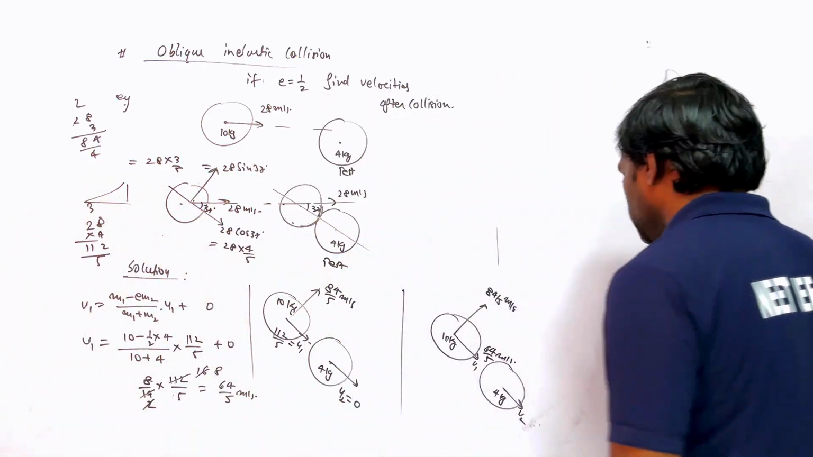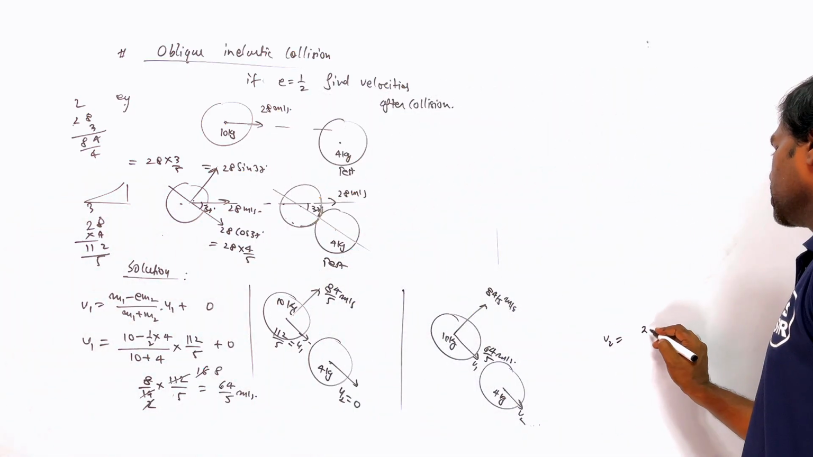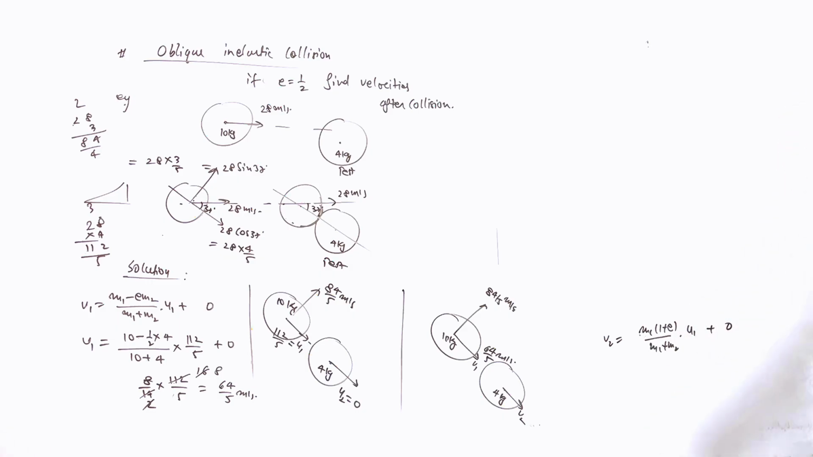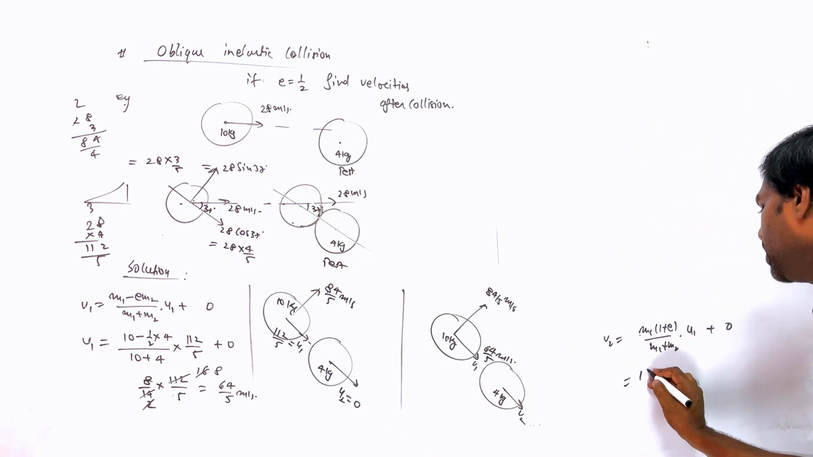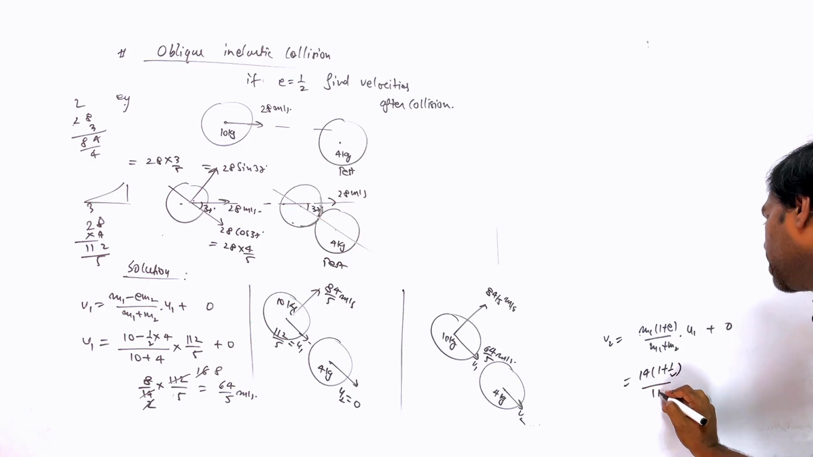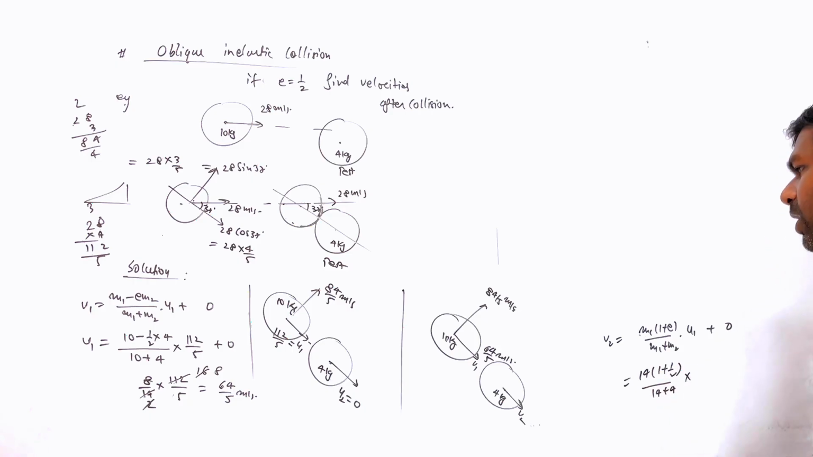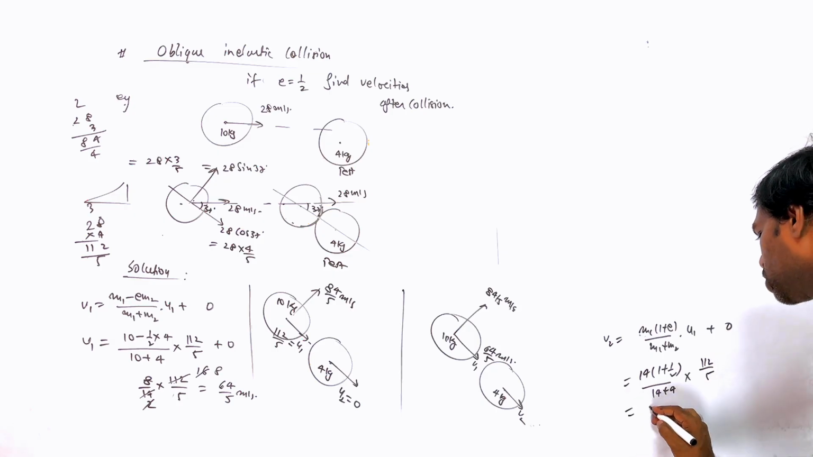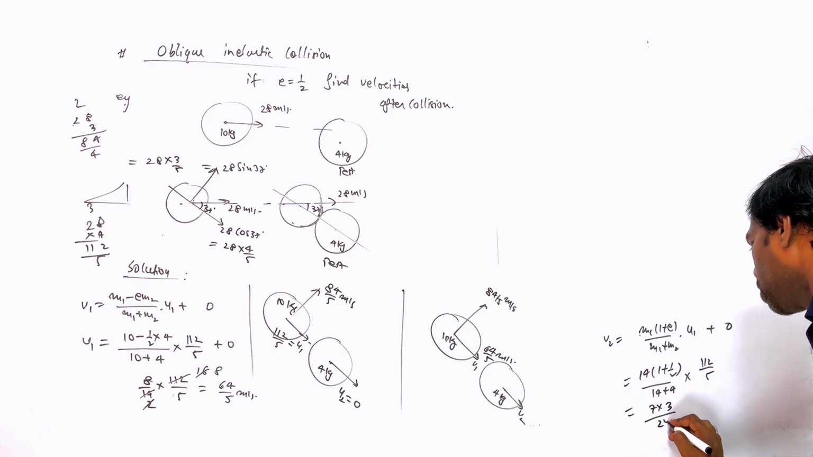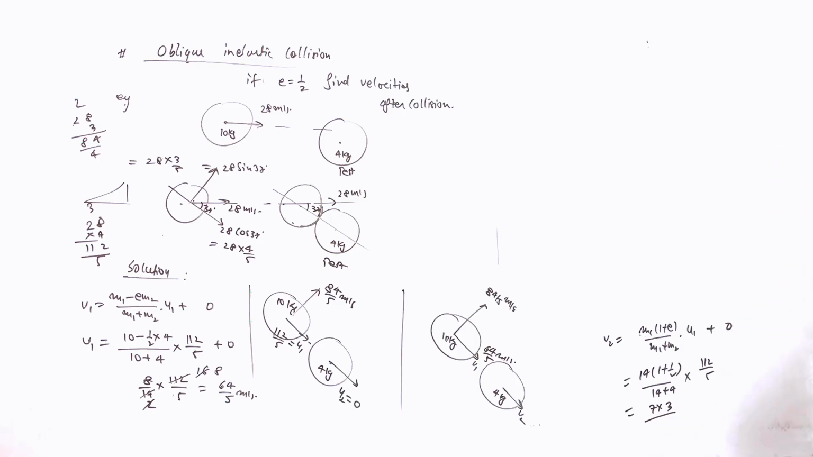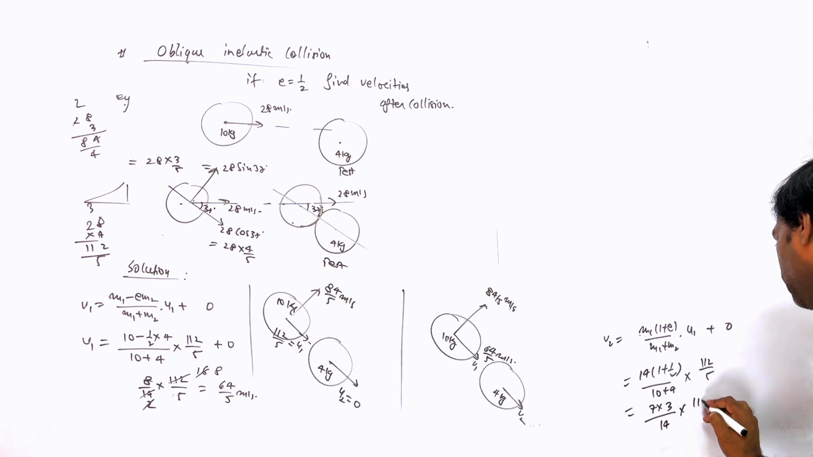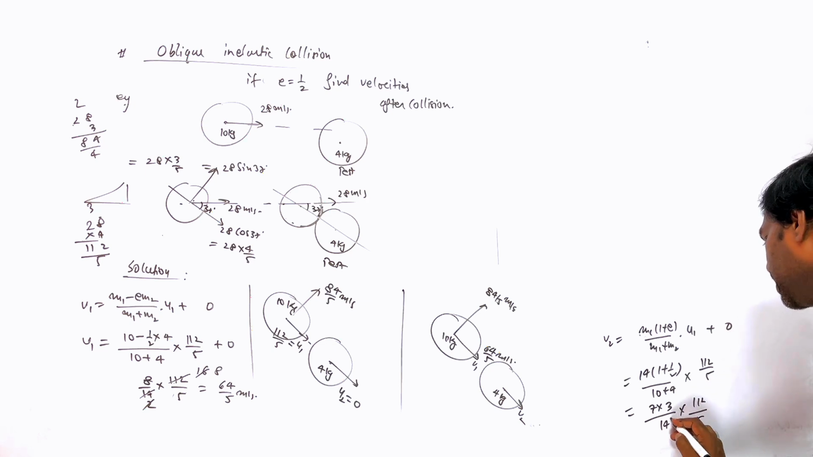And what about the velocity v2? The v2 formula is m1 (1 plus e) upon (m1 plus m2) into u1 plus 0. Why? Because u2 is 0. So m1 is 10, 1 plus 1 by 2, upon 10 plus 4, into u1. This is the u1, 112 upon 5. So this is 10 into 3 by 2, that is 15, upon 14 into 112 upon 5, right?